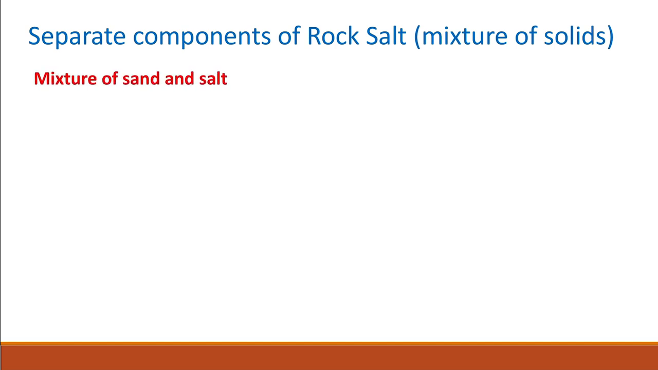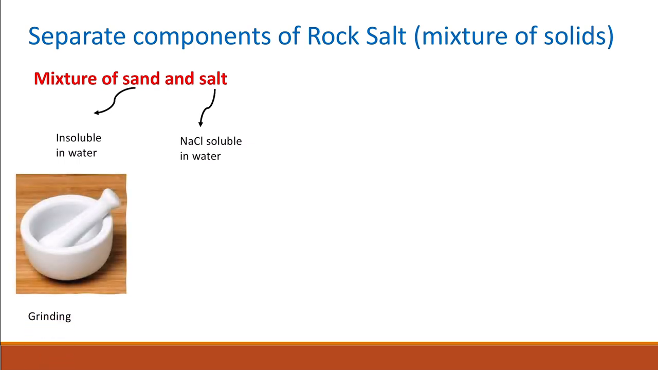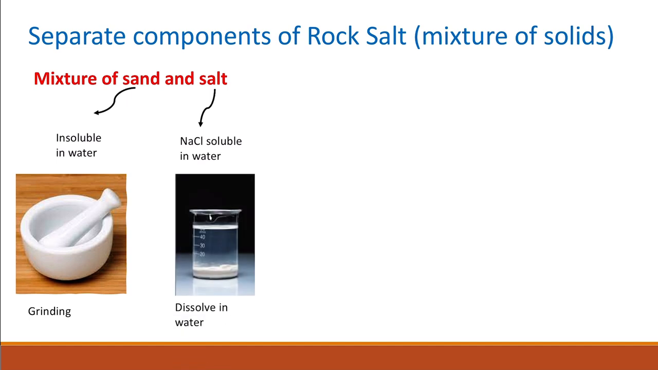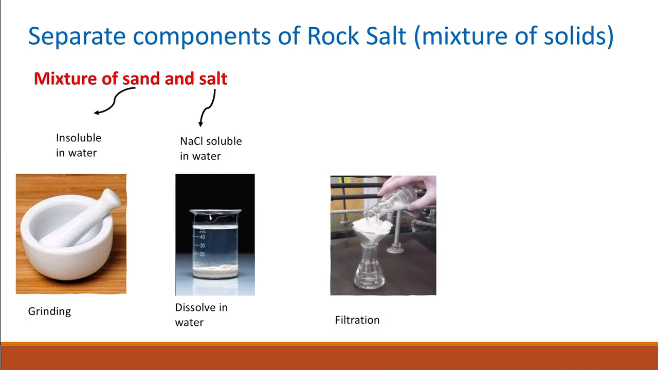The rock salt is a mixture of sand and salt. The sand is insoluble in water, while the salt, which is sodium chloride, is soluble in water. The first step is to grind these two components together, and then you dissolve them in water and mix well. Only the sodium chloride will dissolve, while the sand will not dissolve.